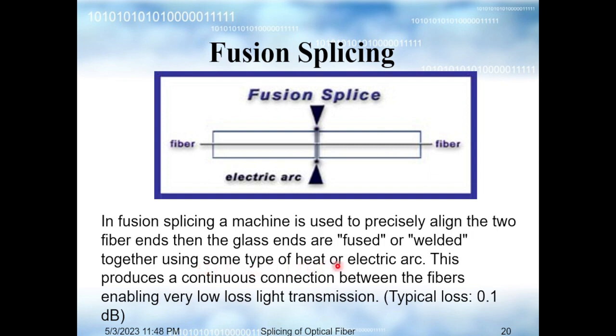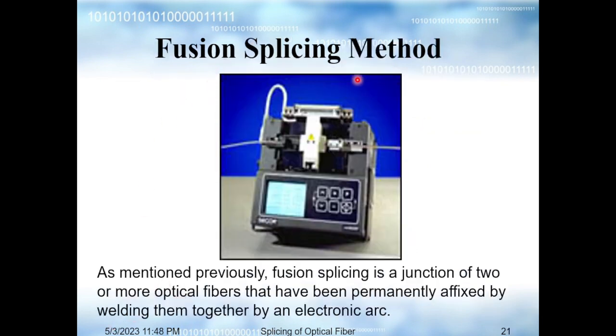In fusion splicing, a machine is used to precisely align the two fiber ends. Then the glass ends are fused or welded. It's also called welding, together using some type of heat or electric arc. This produces a continuous connection between the fibers, enabling very low loss light transmission. Typically losses are 0.1 decibel. In mechanical splicing it was 0.3 decibel, but in fusion splicing it's 0.1 decibel.